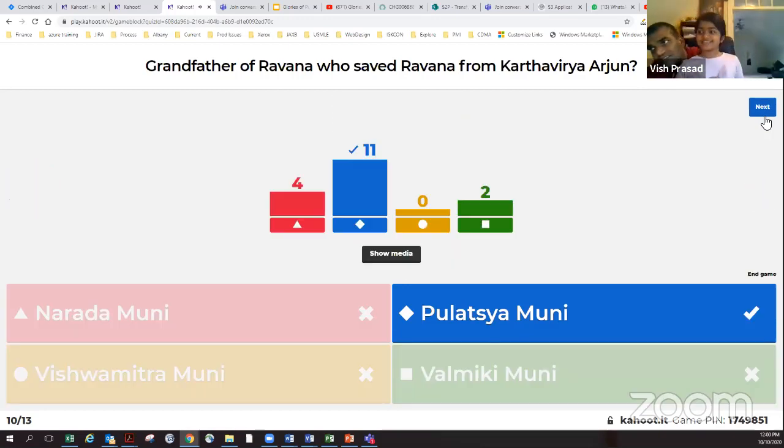Yes, Muni. Most of you got it right. I mentioned this in class. Pulastya is a great Muni who is the grandfather of Ravana.